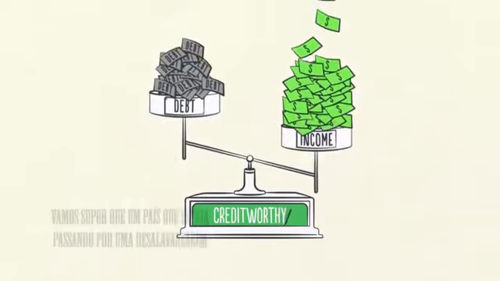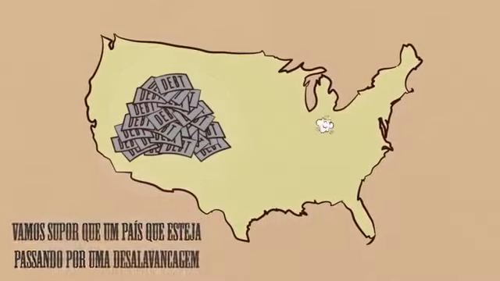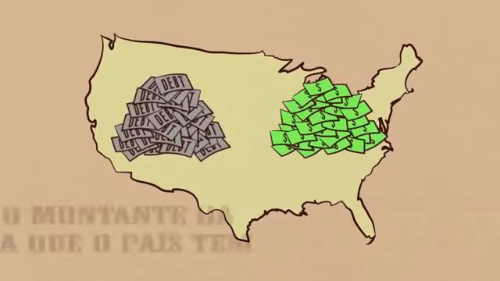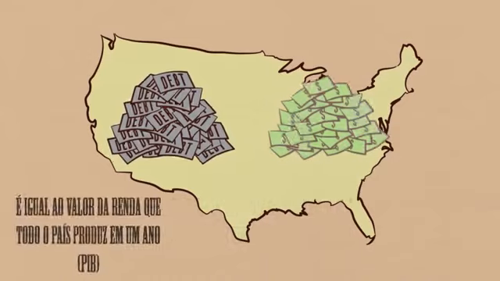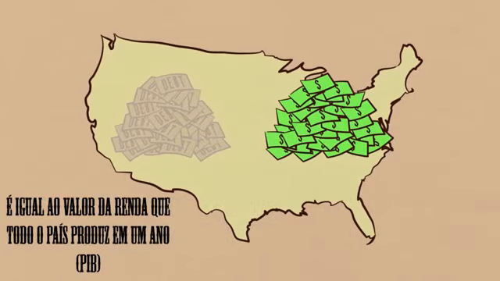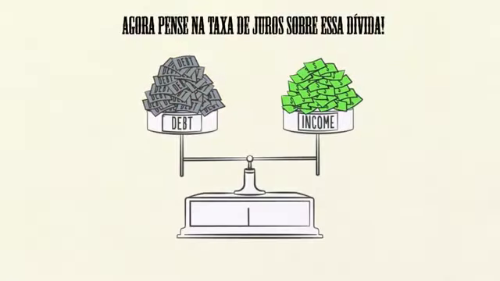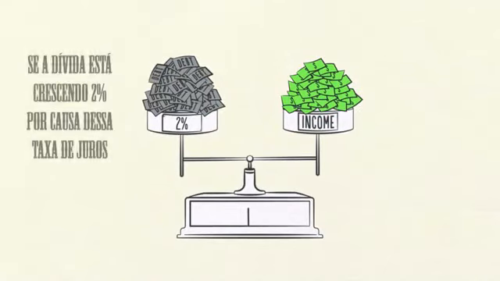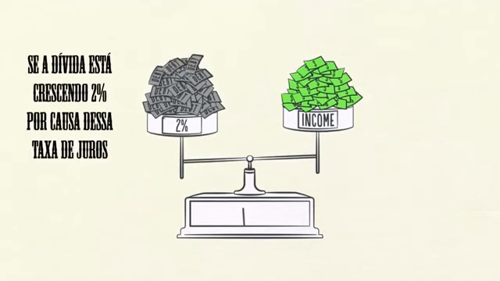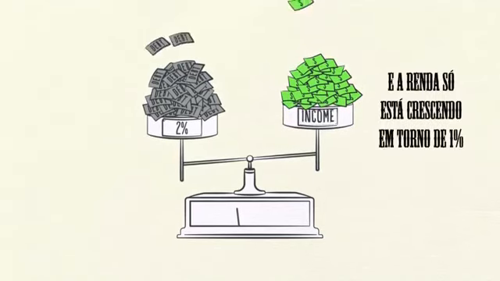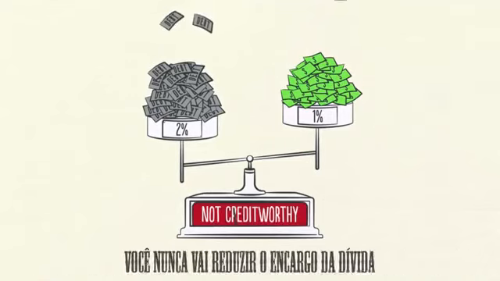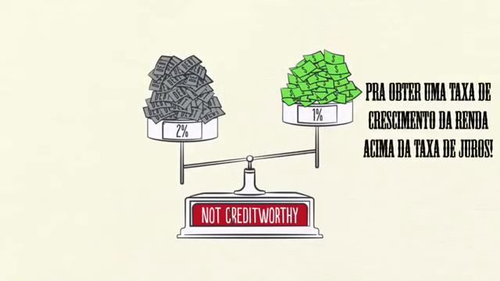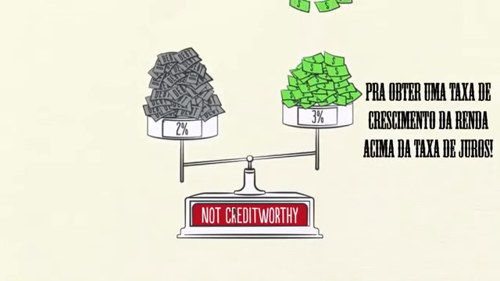For example, let's assume that a country going through a deleveraging has a debt-to-income ratio of 100%. That means that the amount of debt it has is the same as the amount of income the entire country makes in a year. Now think about the interest rate on that debt. Let's say it's 2%. If debt is growing at 2% because of that interest rate, and income is only growing at around 1%, you will never reduce the debt burden. You need to print enough money to get the rate of income growth above the rate of interest.